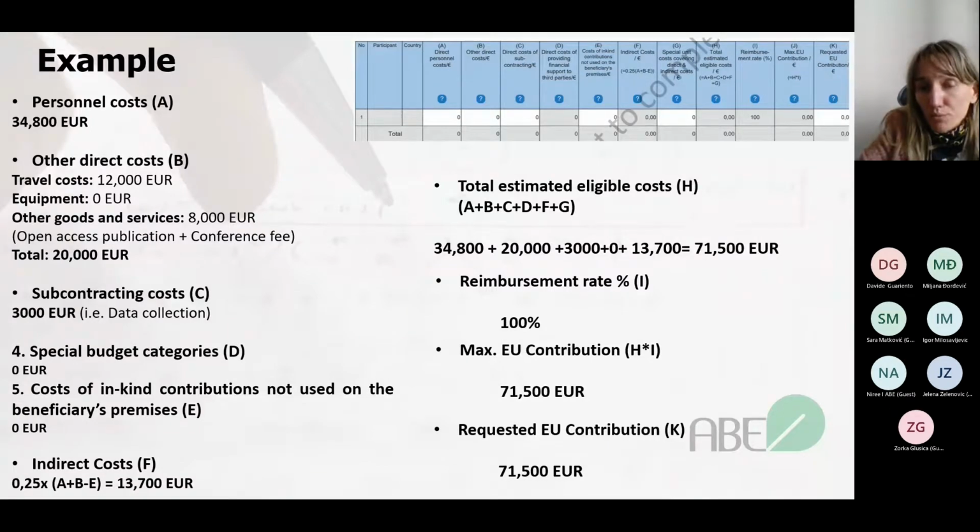And so the maximum EU contribution here is the same number, 71,500 euros, as well as the requested EU contribution here. But of course, if you have a different rate, you have a different maximum EU contribution. For the requested EU contribution, the suggestion is that you should always put the number that is the same as the maximum EU contribution.